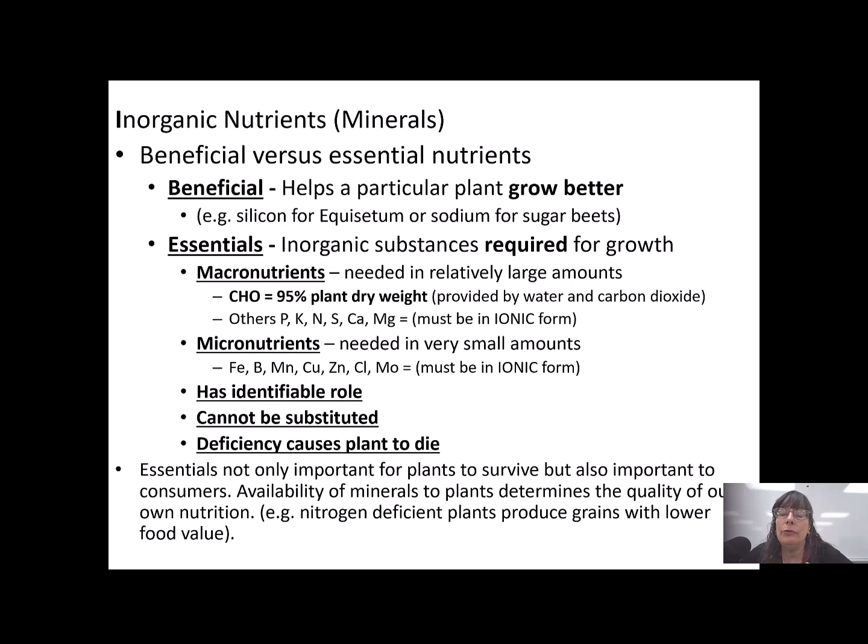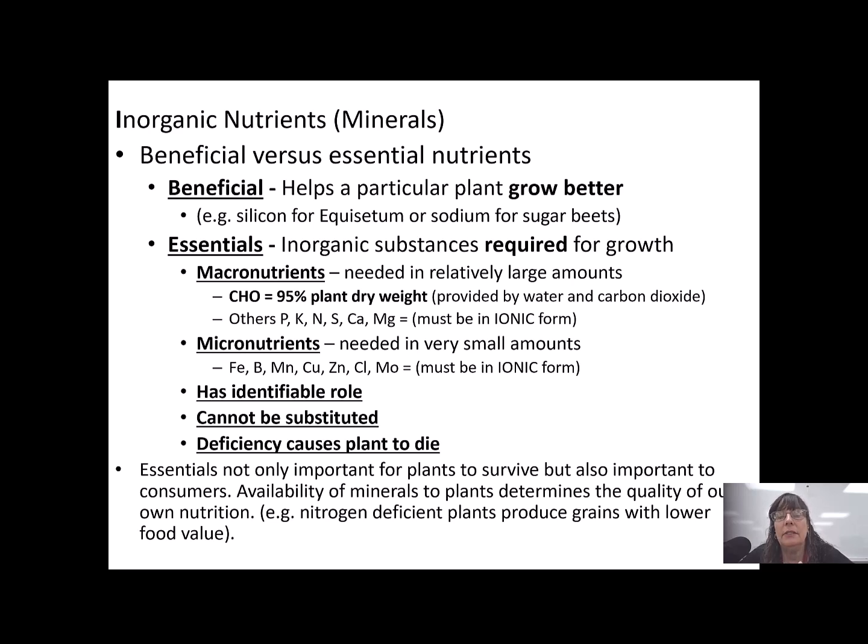So macronutrients, macro means big, so these are the nutrients that plants need in large quantities. Carbon, hydrogen, and oxygen are those three big ones. 95% of the plant's dry weight is actually those three elements, and they get these elements from water and carbon dioxide. Others, you've got potassium, nitrogen, phosphorus, sulfur, calcium, magnesium, but the thing with these is they must be in the ionic form, because only their ionic forms are soluble in water, and they have to be soluble in water.